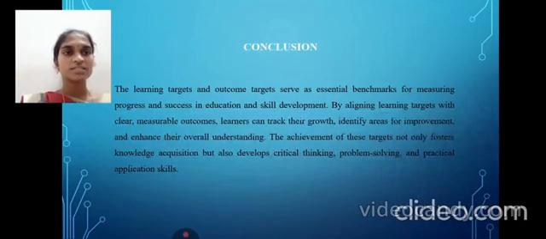The achievement of these targets not only fosters knowledge acquisition but also develops critical thinking, problem solving, and practical application skills.